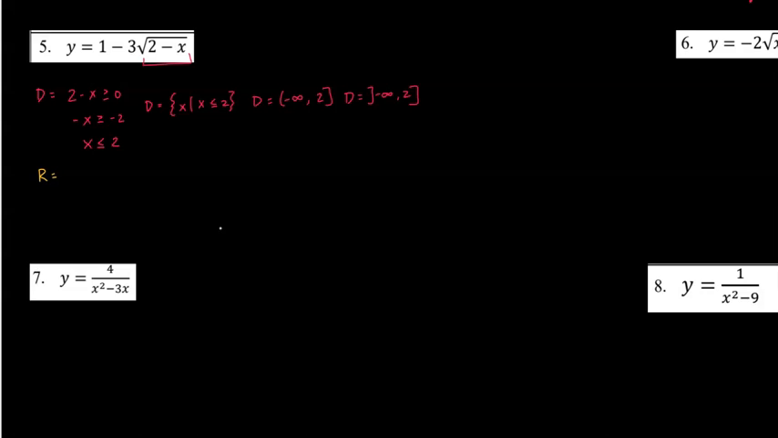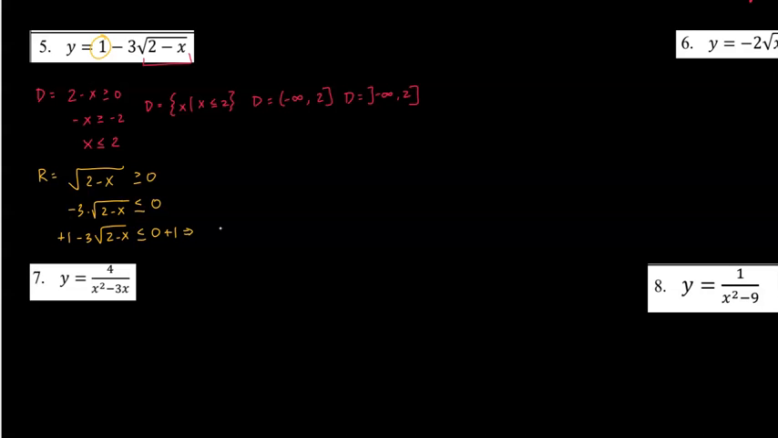Okay, the range. Now remember, for the range, the radicand itself, 2 minus x, has to be greater than or equal to 0. And then we have to multiply by a -3, and what you do to one side, you have to do to the other. When you multiply by a negative, you turn the inequality, and that becomes a 0. And then you're going to add 1 to it.